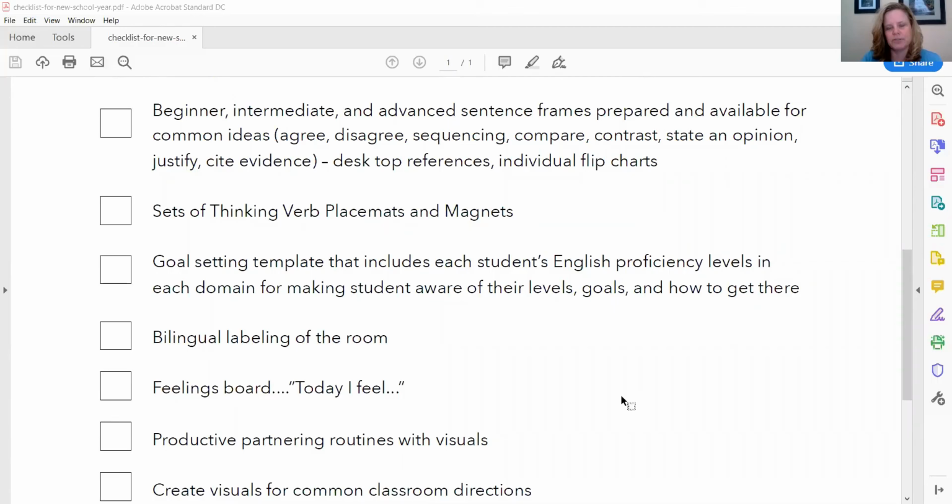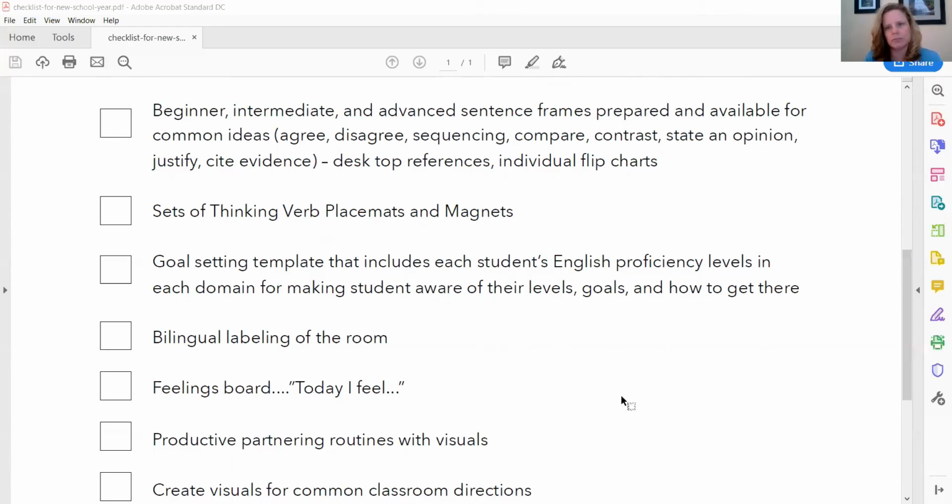Productive partnering routines with visuals. So productive partnering, we can also get deeper into in other blogs and courses, but this is how we're going to turn and talk, how we're going to think-pair-share. How are we going to work together when I say talk to a partner or talk at your table? You want to think of a routine for that.